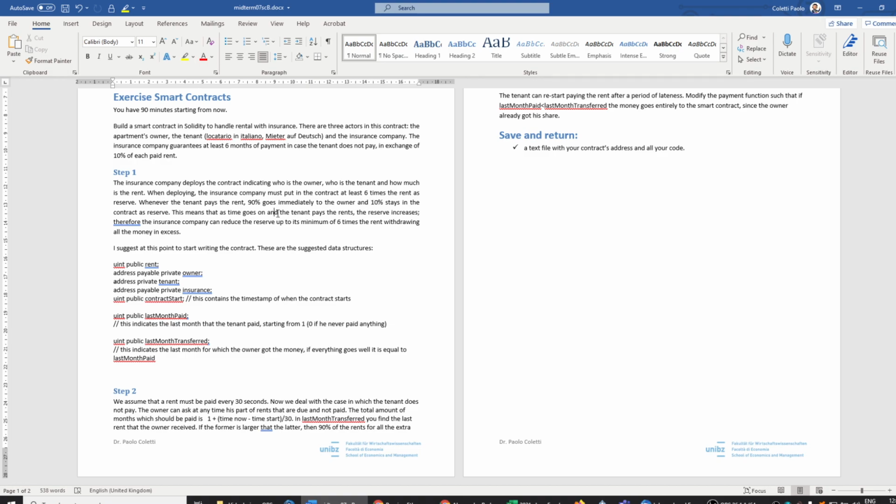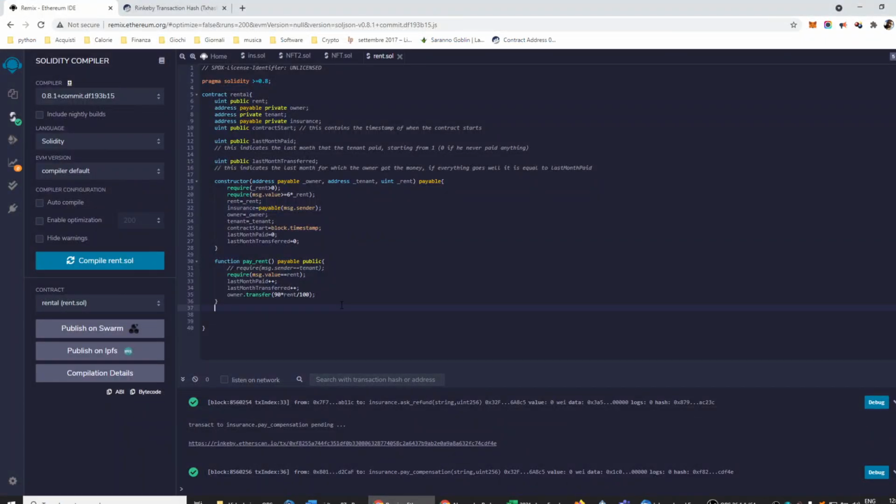This means that as time goes on and the tenant pays the rent, the reserve increases. Therefore, the insurance company can reduce the reserve up to its minimum of 6 times the rent, withdrawing all the money in excess. So we have to build a function. Reduce reserve public.